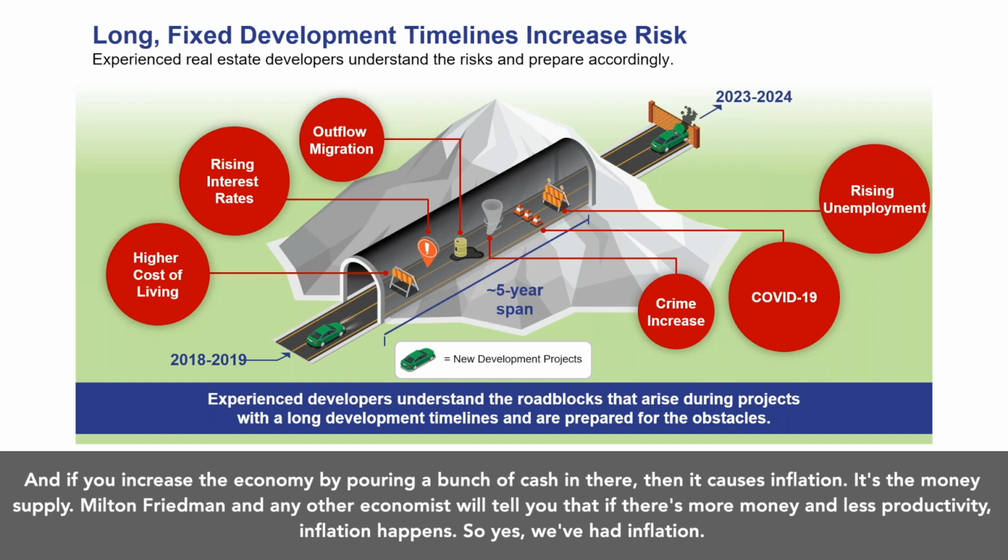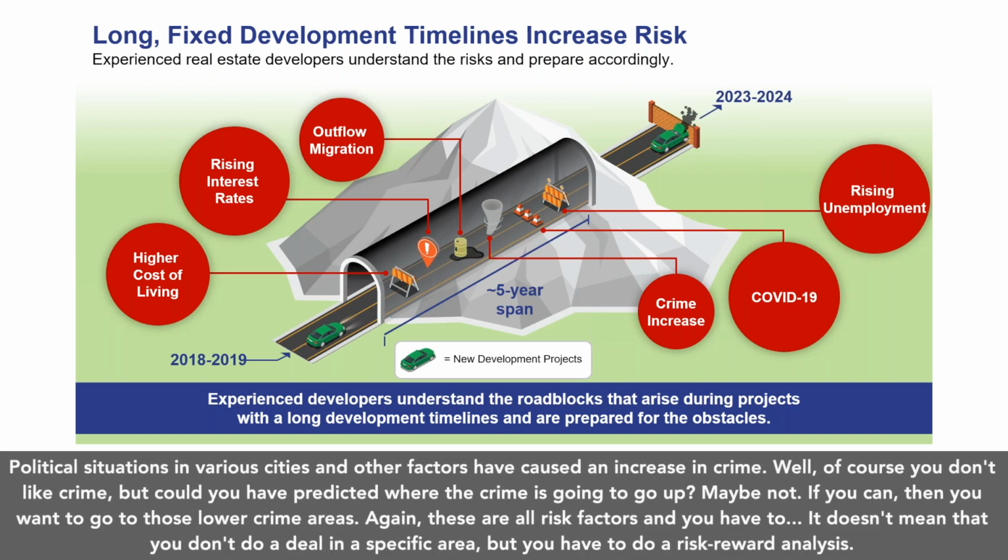It's the money supply. Milton Friedman and any other basic economist rule will tell you that if there's more money and less productivity, inflation happens. So yeah, we've had inflation. Political situations in various cities and other factors have caused an increase in crime. Well, of course, you don't like crime, but could you have predicted where the crime is going to go up? Maybe not. If you can, then you want to go to those lower crime areas.